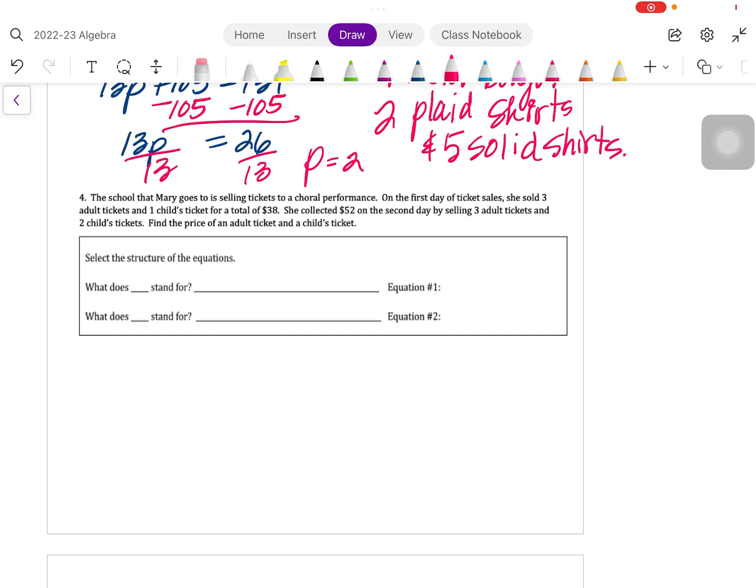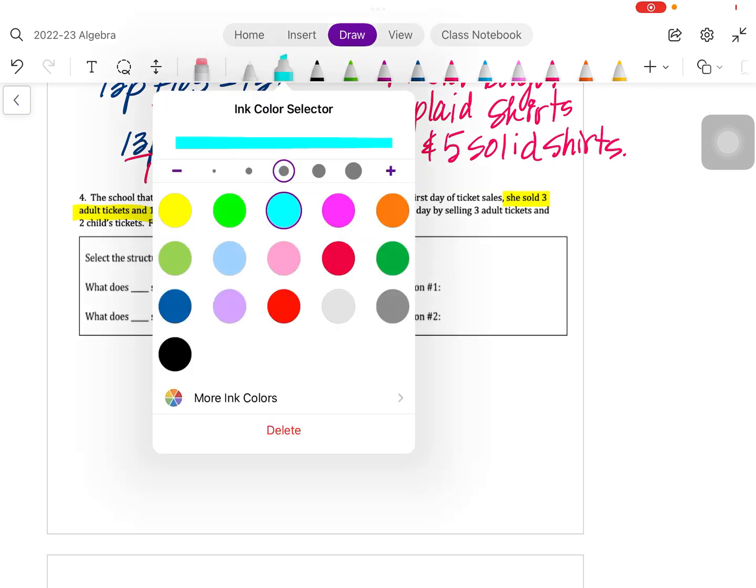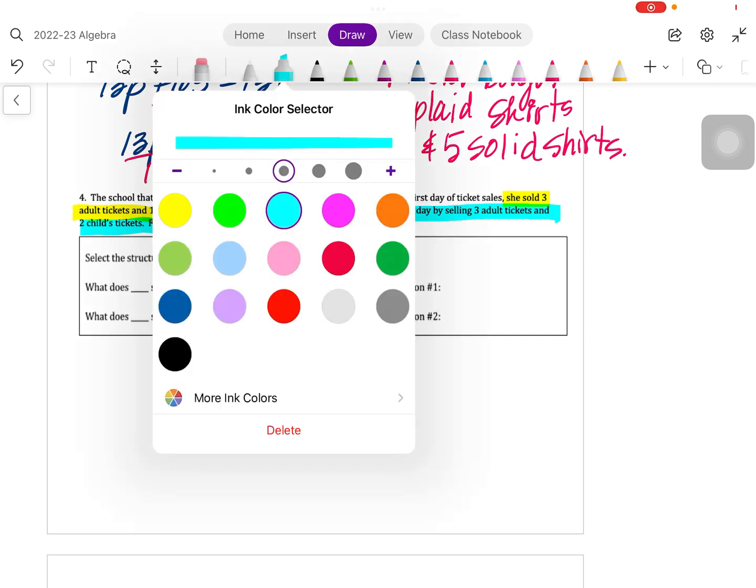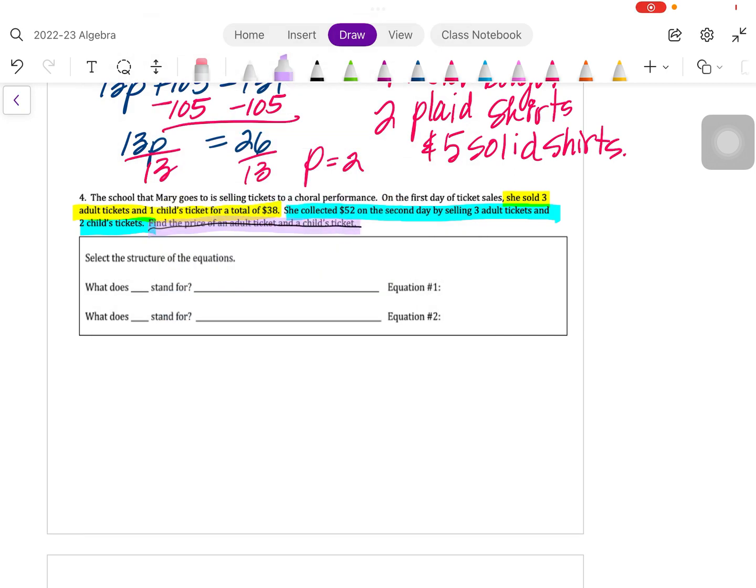Whoa, I'm running low on battery. We should probably hurry. Okay, so let's go back and look at some important information. On the first day, she sold 3 adult and 1 child for $38. And then on the second day, $52 by selling 3 adult and 2 child tickets. And then our question at the bottom is find the price of an adult ticket and a child's ticket.